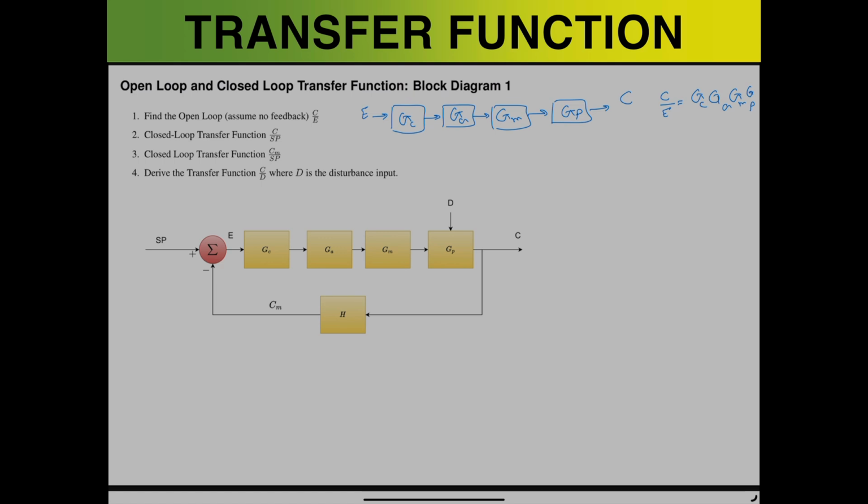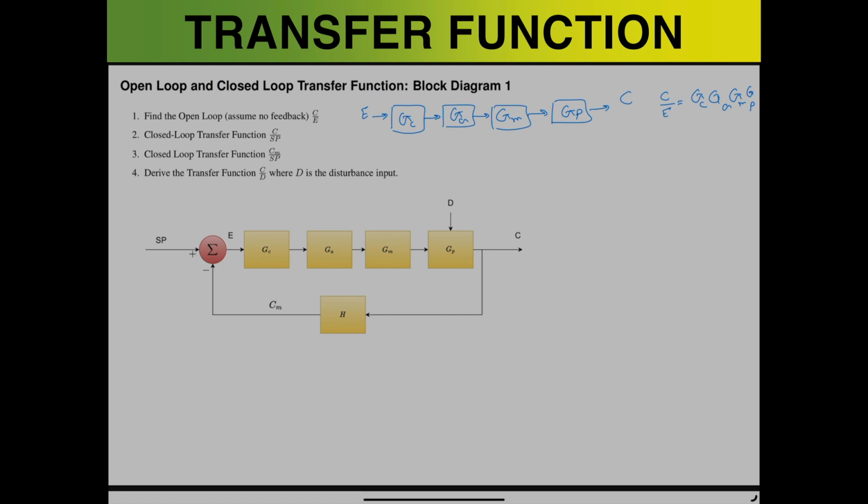Part 2 is saying closed loop transfer function C over SP. So imagine that now we have all those closed loop system. We have H involved here as well, but still we don't have D as an external source. We will just consider the input to be SP or the set point. Now for the transfer function, I would always recommend to start from the output.